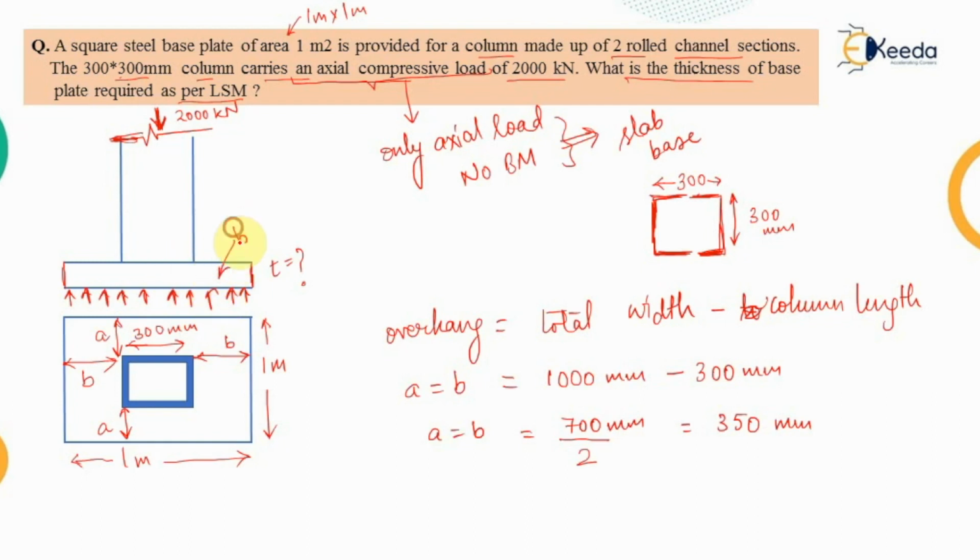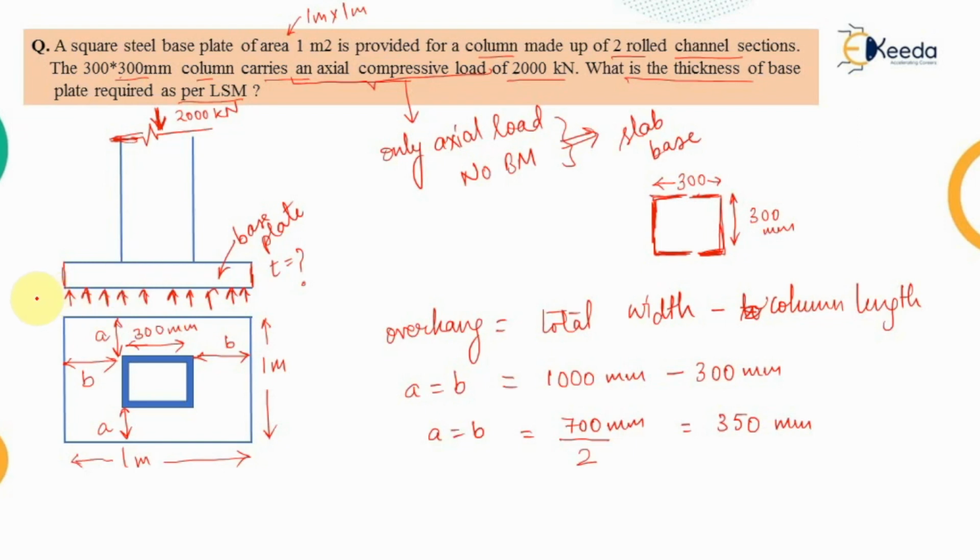So this is your base plate, and it has been subjected to the uniform bearing pressure, because in the slab base the bearing pressure is assumed to be uniform. This is an assumption. So this base plate is subjected to the uniform bearing pressure from the concrete pedestal.